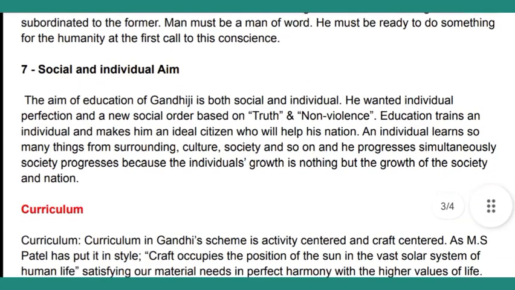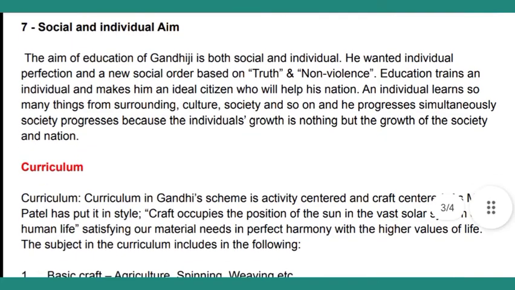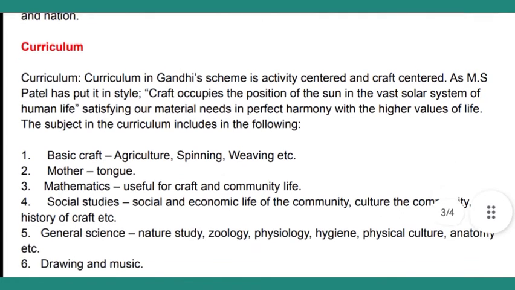Social and individual aim. The aim of education of Gandhiji is both social and individual. He wanted individual perfection and a new social order based on truth and non-violence. So for individual perfection, he used to encourage truth and non-violence. We have already learned that he was in favor of non-violence, ahimsa paramo dharma, as he used to say.